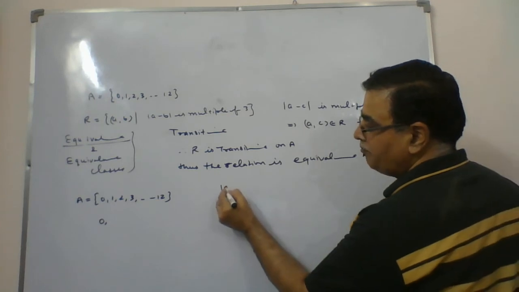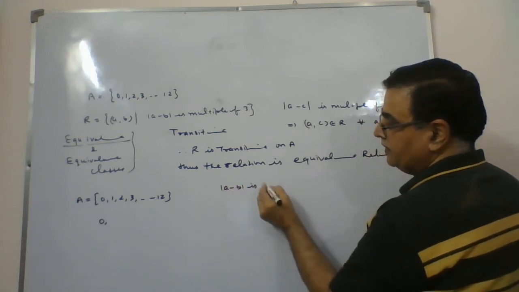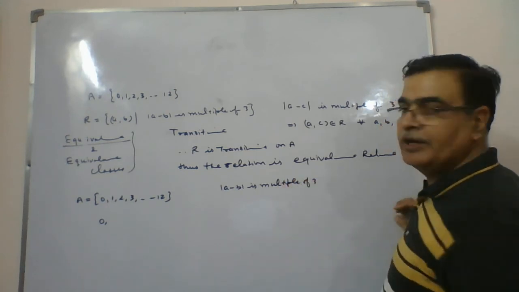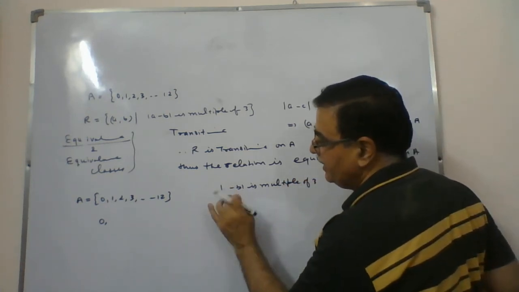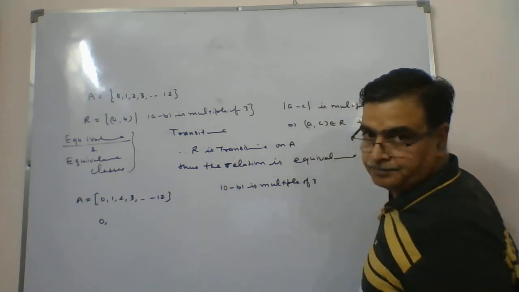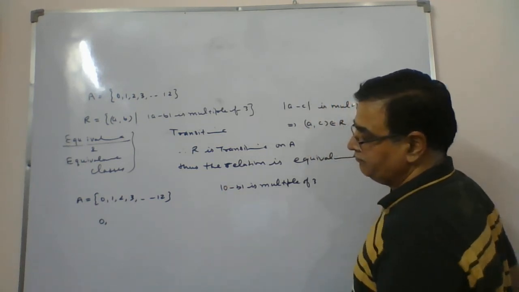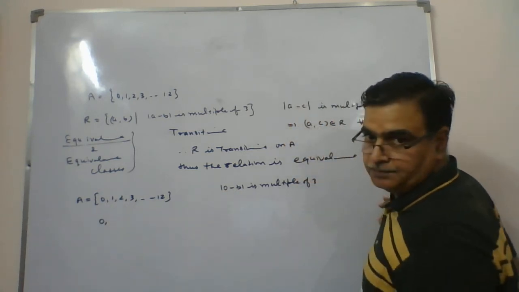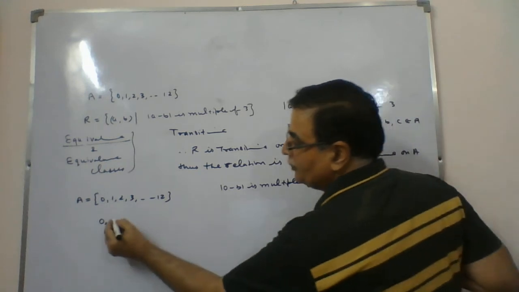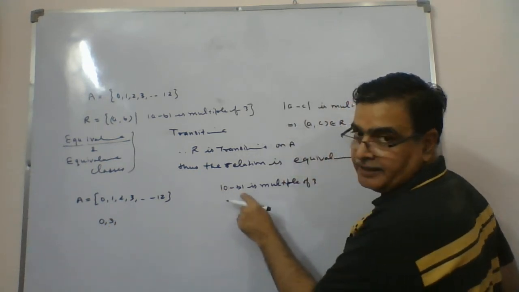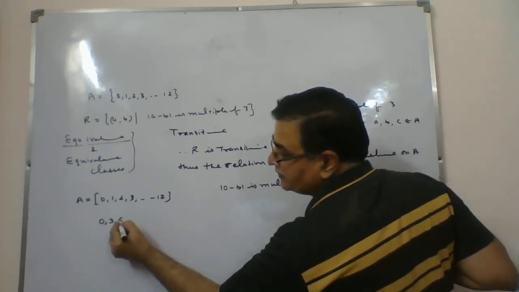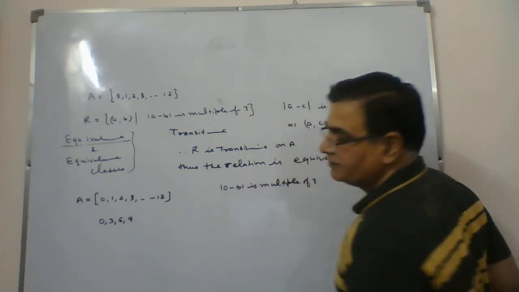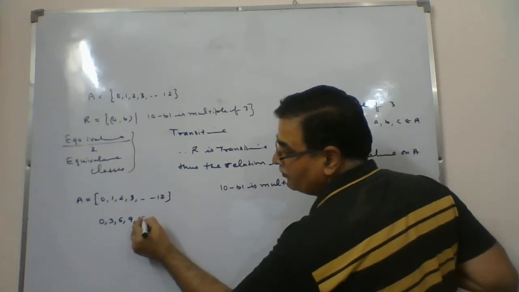We have a minus b is a multiple of 3. This is the result we have. And the question says we should take a as 0. Then what can b be? b can be 0. 0 minus 0 is a multiple of 3. So the first element is 0. The second element can be 3. If you put 0 minus 3, it's a multiple of 3. Then you take 6. 6 minus 0, that is 6. Then 9. And then it comes out to be 12.